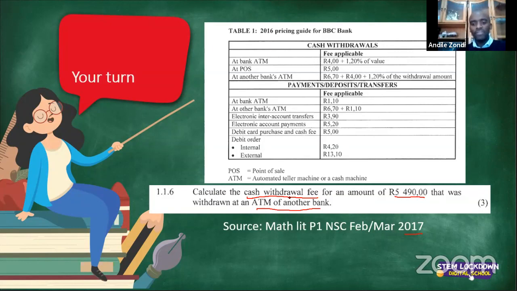While you're doing that question, let me explain this. Here we have notes. Always try to understand what those abbreviations mean. If you don't understand them, look at your key. POS stands for point of sale, and ATM stands for automated teller machine, right?